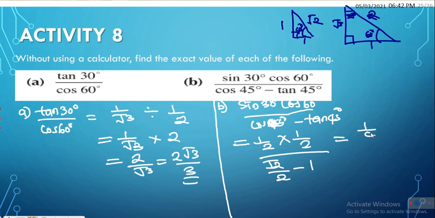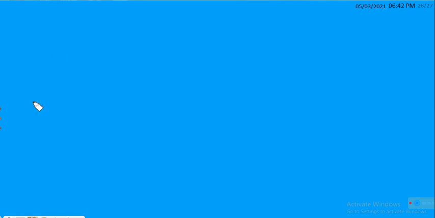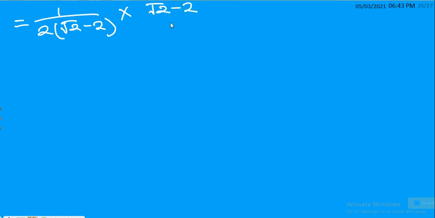So we can simplify this to be 1 over 4 divided by root 2 minus 2 all over 2. Okay, and that can actually give us 1 over 4 times 2 over root 2 minus 2. So 2 here, 2 here. So that will give us 1 over 2 root 2. So we can rationalize the denominator to be root 2 minus 2 all over root 2 plus 2.